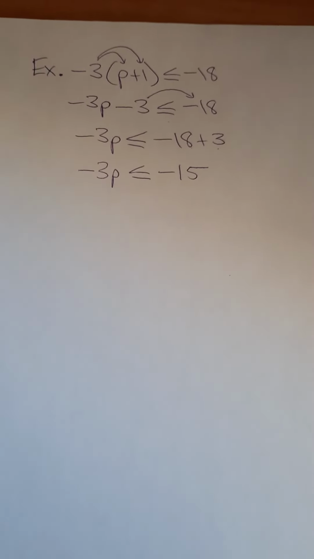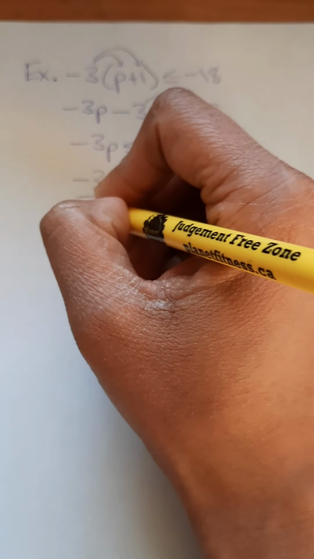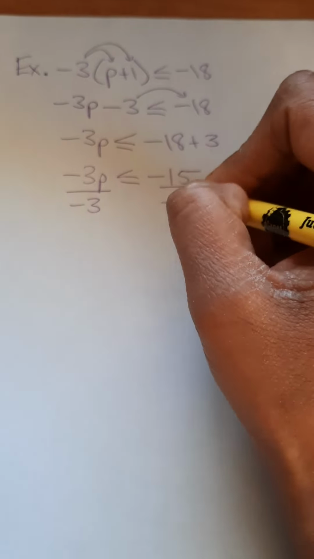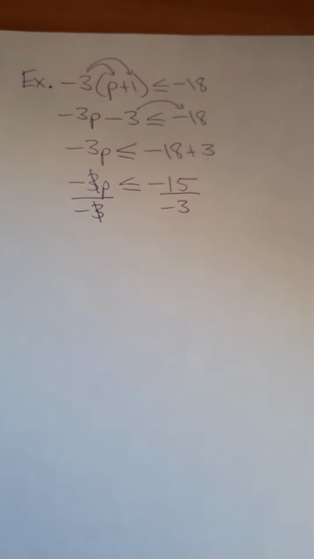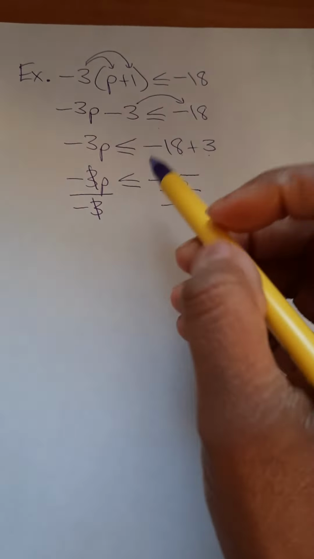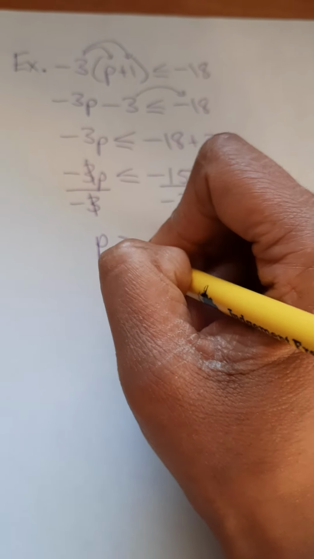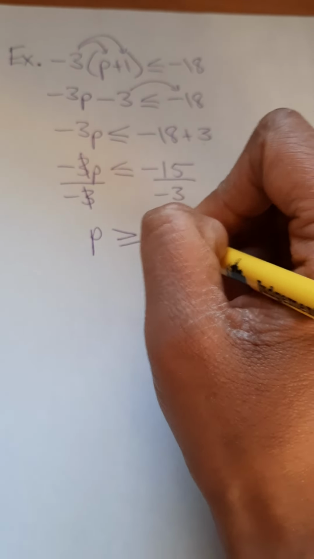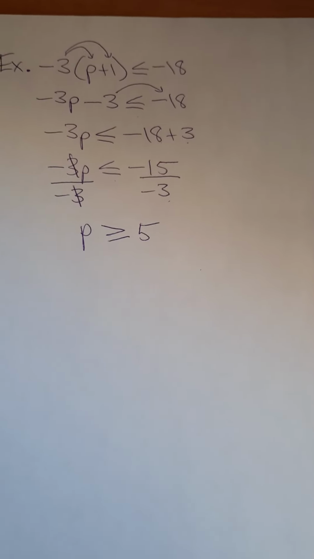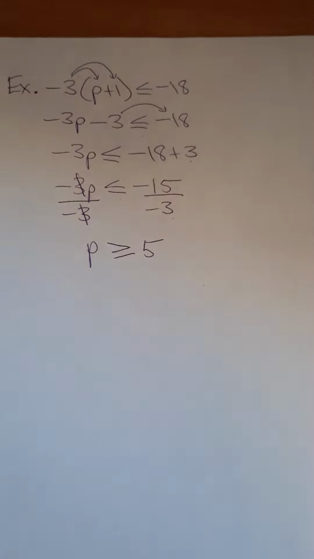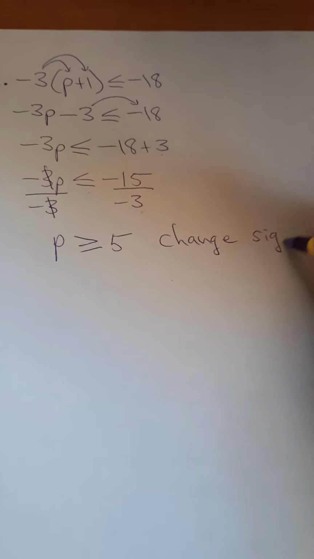Okay, so what I want to note down here is when I'm solving for the value of p, when I divide this by a negative number, so I'm dividing it by negative 3 here, this is going to cancel out. But because I'm dividing it by a negative number, this sign is actually going to change direction. So it's going to be p is greater than or equal to 5, because we're doing negative 15 divided by negative 3, which is equal to positive 5. I'm going to make a note here that says change the sign.